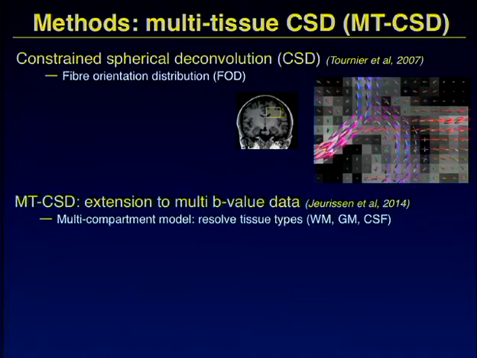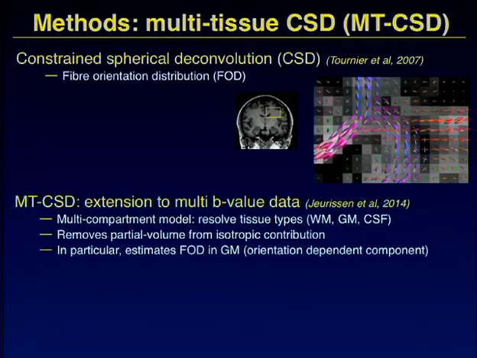This is what the extension that was developed recently, known as multi-tissue constrained spherical deconvolution, is for: to extend the method and correct for these problems. In particular, it needs slightly more data. This is multiple b-value data, which means acquiring data with different amounts of diffusion weighting, so it's not your standard clinical protocol. I'm not going to go into detail on the methods, but it's a multi-compartmental model where you can model white matter, gray matter, and CSF. In particular, you can remove the partial volume contamination from the isotropic component.